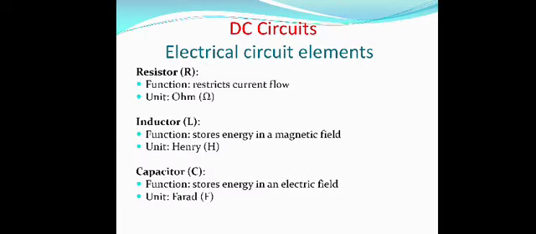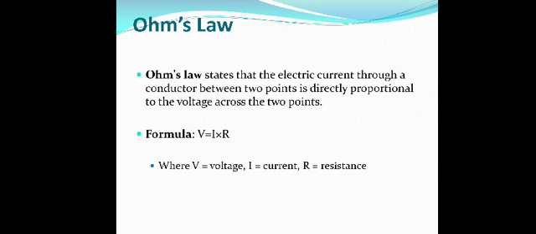Electrical circuit elements. The three basic components are, we all know, R, L, C. Let us see the definitions of these three basic components. Resistor, R. Resistor is the element which opposes the flow of charge. Its units are ohms. Whereas inductor has the property to store the energy in the form of magnetic field. Its units are Henry. And capacitor, C, stores the energy in the form of electric field. Its units are farads.